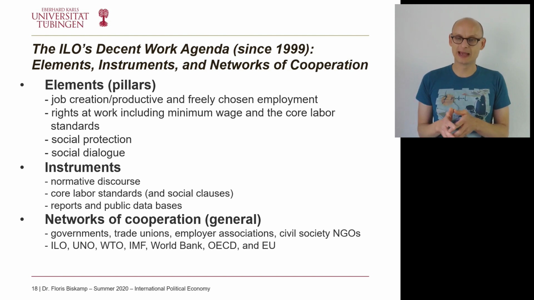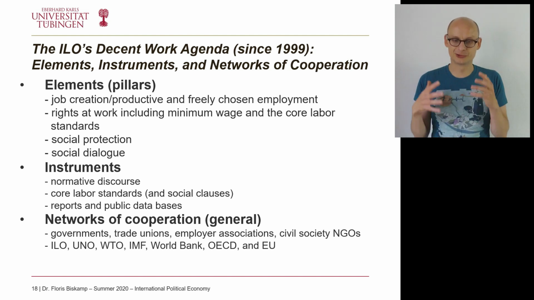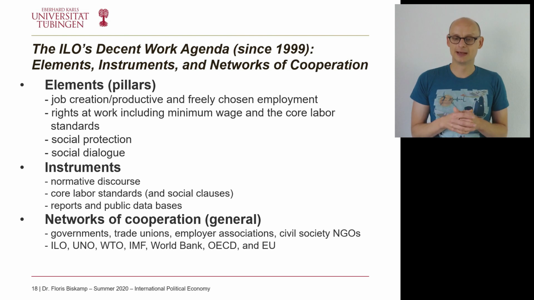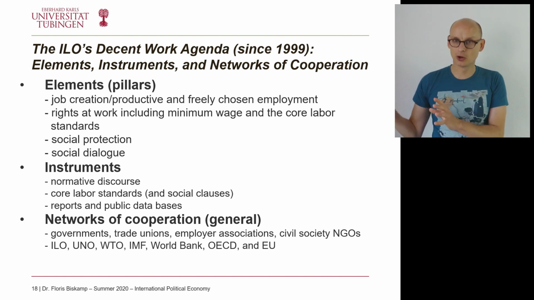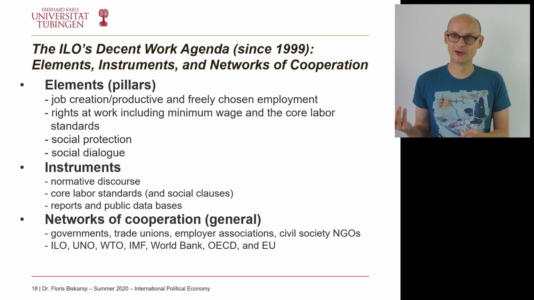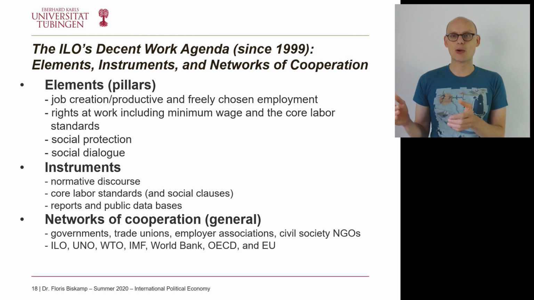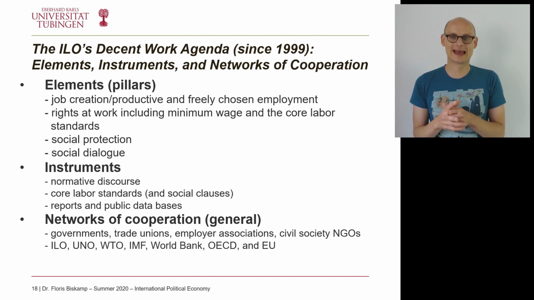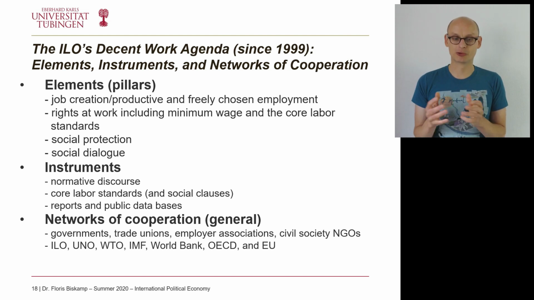So more generally, we have the three general parties. We have the governments or the states, we have the trade unions, and we have the business associations or employer associations. Then we have other civil society NGOs. These are the parties that we always want to include there. And of course, these are parties that have quite different interests. However, if you get all of them in, you have better chances at incremental progress at least.